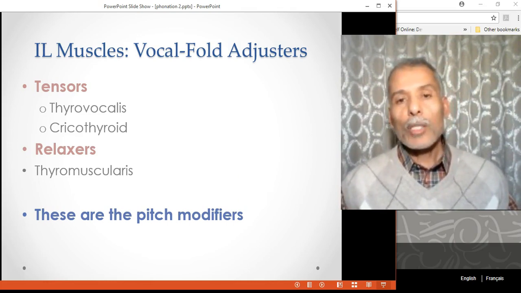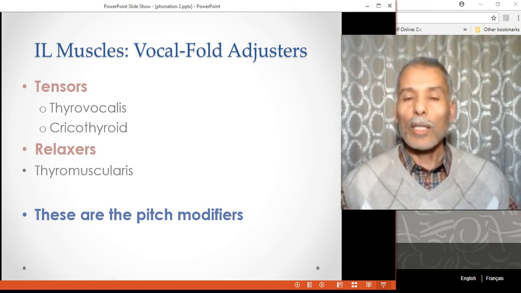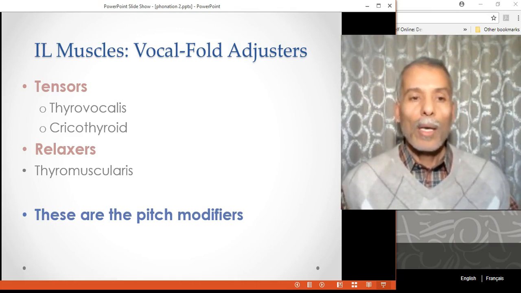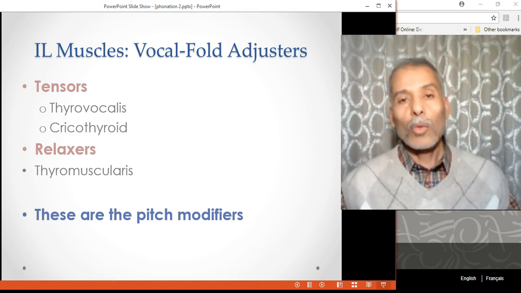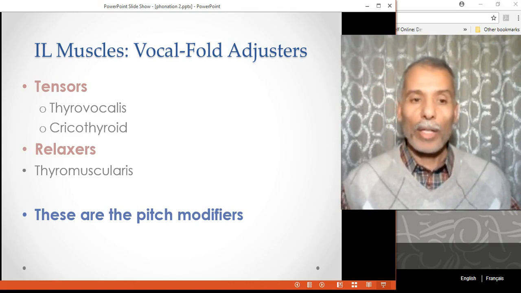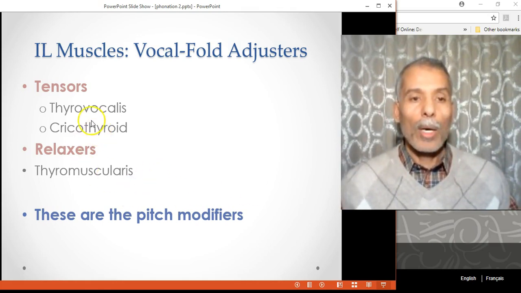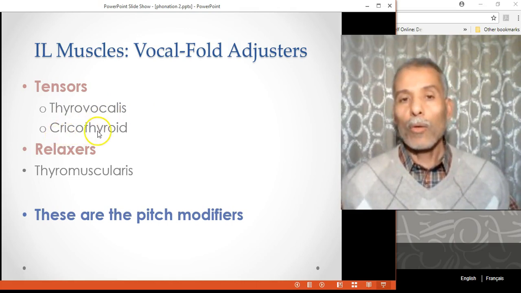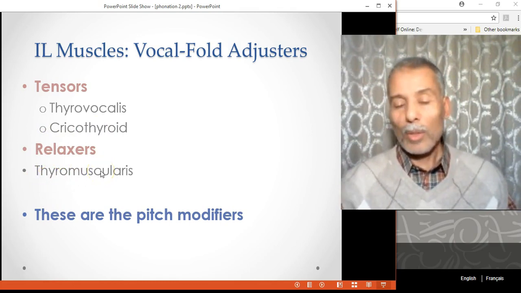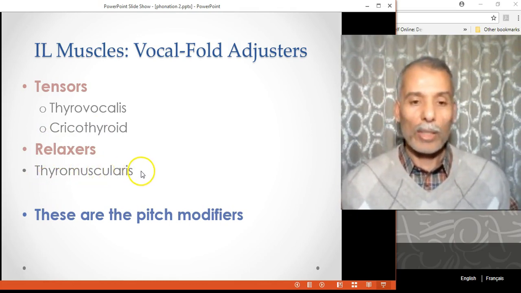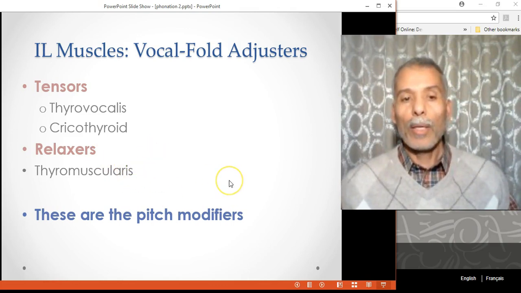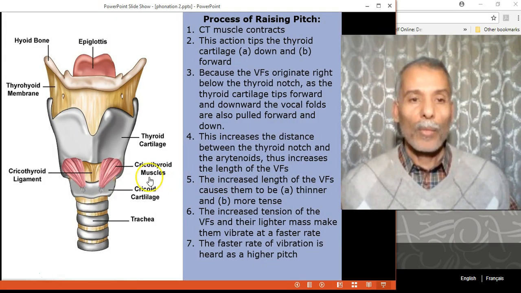So vocal fold adjustment means you can adjust the length, the thickness, and by doing so, we are going to adjust the vibration rate, the pitch. So the tensor muscles, number one, are the thyrovocalis, and then the cricothyroid muscle. And then relaxers are the thyromuscularis. I don't know, this might not mean as much, but let's just look at them in context.